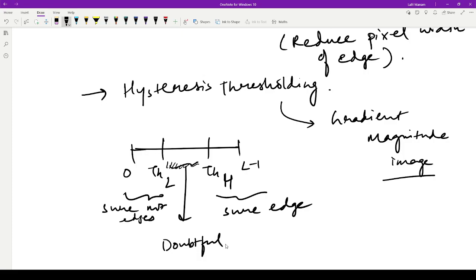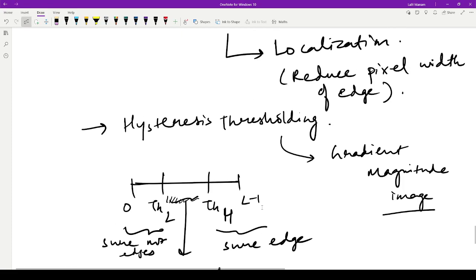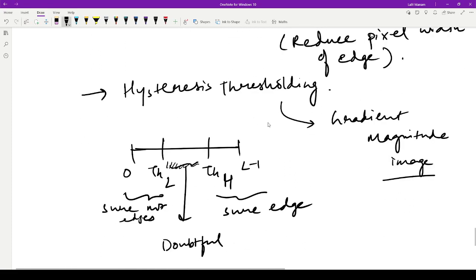If it's doubtful, then some of them are true and some of them are false. That means some of them actually exist and some of them don't. So what you do is check continuity with the sure edges. If they are continuous with the sure edges, then add them into the edges set. Else you push them back to not being edges. So that's how it works.